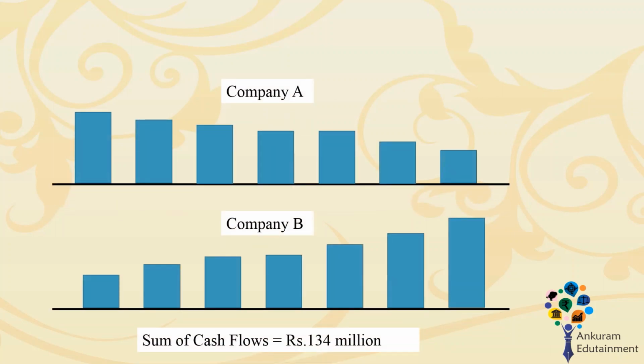Now imagine a situation where two companies are having equal amount of cash flows. In that case, how are you going to value such company? If you look at the two graphs, company A is earning more in the initial period and company B is earning more in the later period. But the sum of cash flows is the same, that is rupees 134 million. So now how are you going to value such companies?